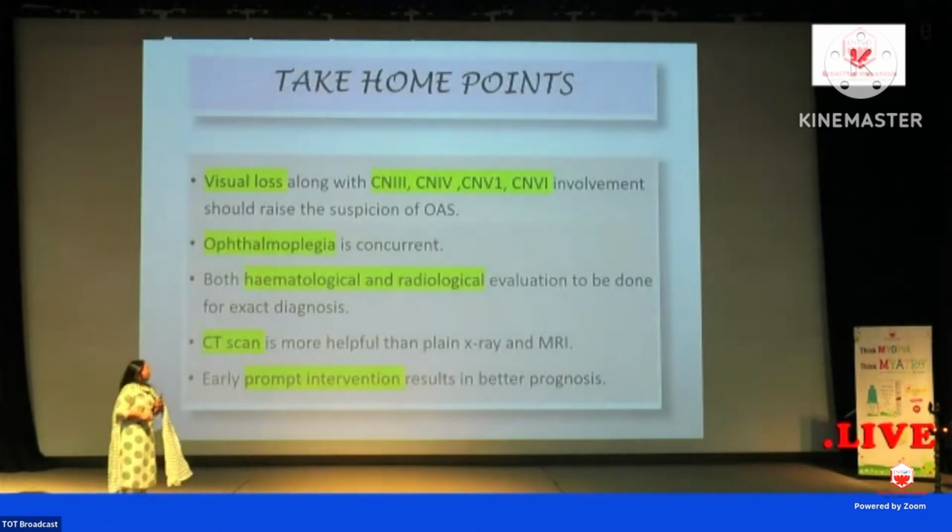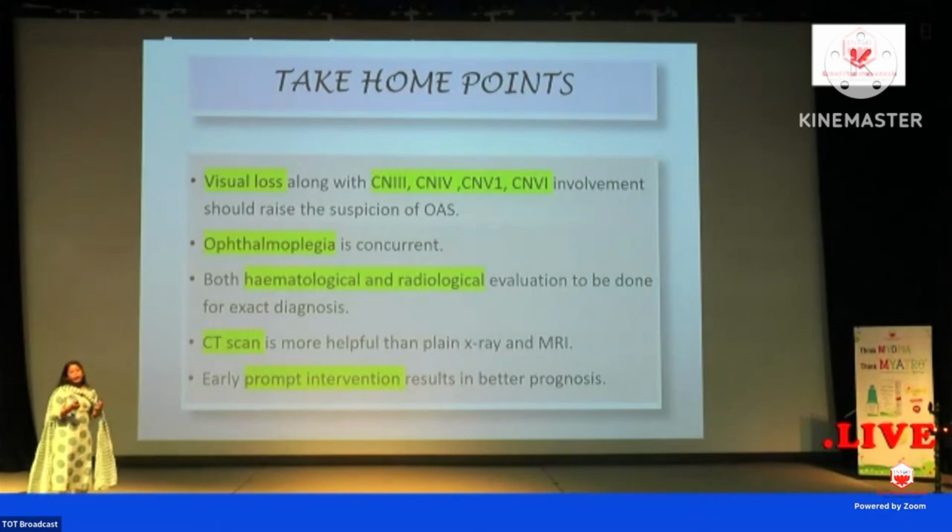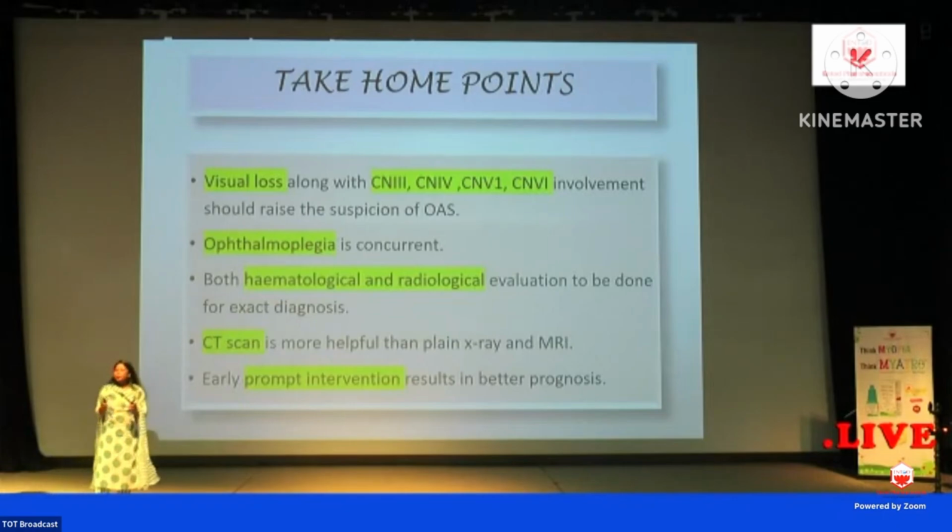Then my take home point: visual loss along with cranial nerves 3, 4, V1 and 6 involvement should raise the suspicion of the OAS. Ophthalmoplegia is concurrent. Both hematological and radiological evaluation to be done. CT scan is more helpful than plain X-ray and MRI, and early prompt intervention results in better prognosis.